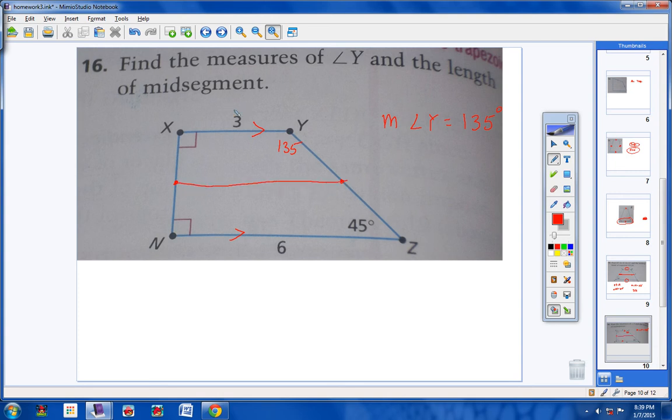You add your two bases together and divide by 2. So, 3 plus 6 is 9. 9 divided by 2 is 4.5. So the length of the mid-segment is 4.5.